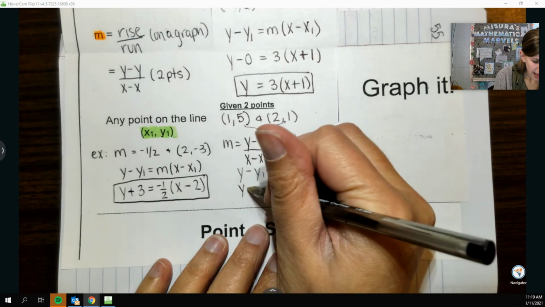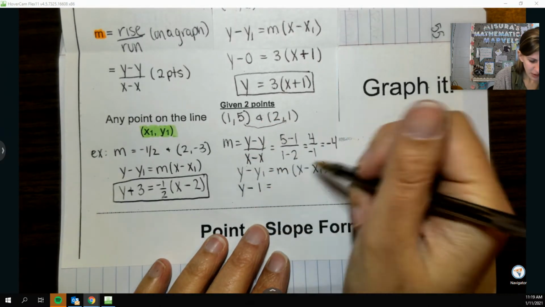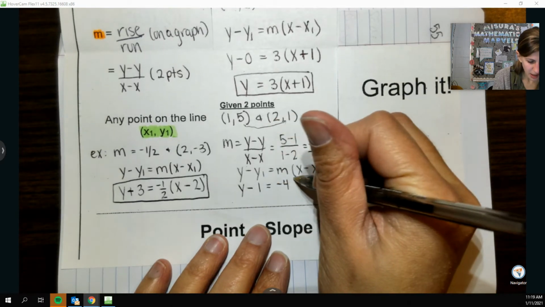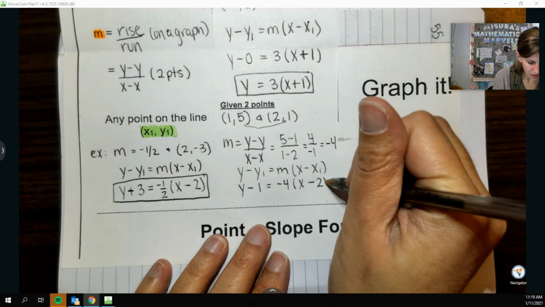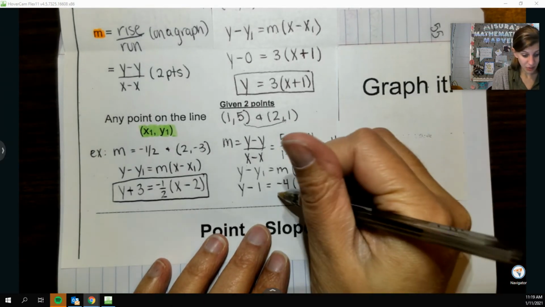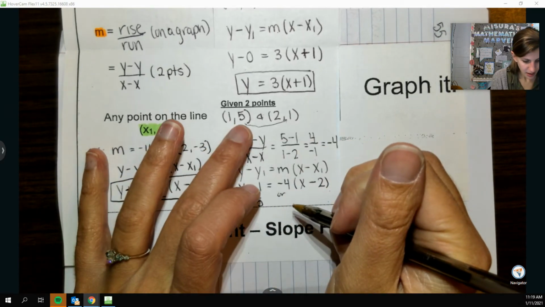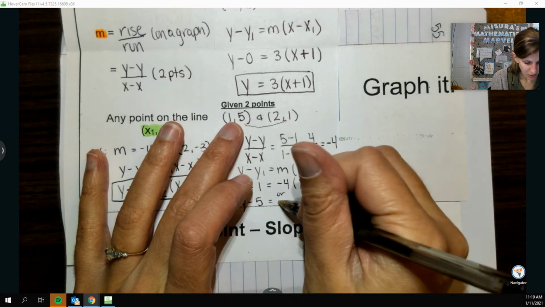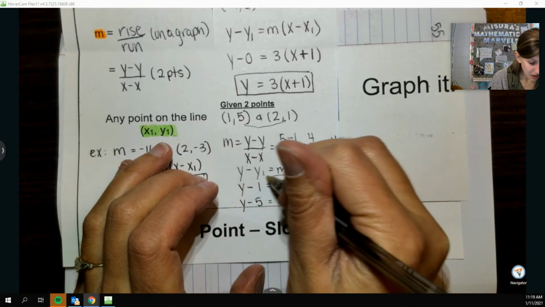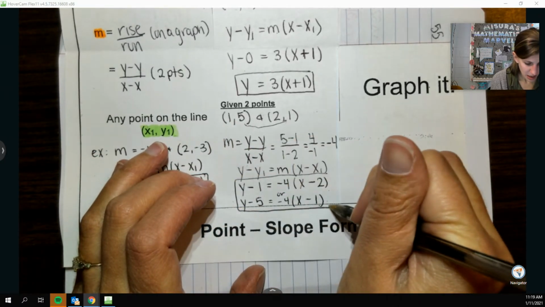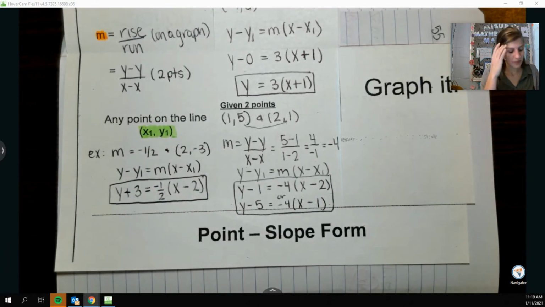And so I write y minus the y value, which is 1, equals the slope, which is negative 4, parenthesis x minus the x value, so 2. Or I could write it as y minus 5, this point over here, equals negative 4, parenthesis x minus 1, and either answer would be correct. Again, it kind of feels undone, but that's okay. We don't need to worry about that yet.